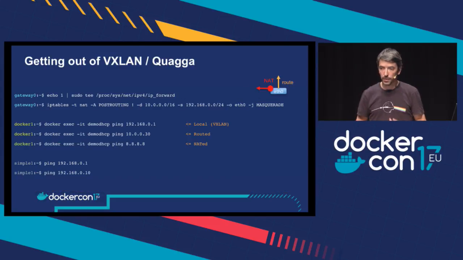So this is what we're going to do now. Basically, I'm going to enable routing on the gateway machine. I'm going to do the NAT configuration. So, okay, everything that's not sent to the VPC, NAT it when it's coming from VXLAN. And then we're going to see if from the demo DHCP container we created before, we can actually ping machines that are totally outside of the world of containers and VXLAN. So let's see if that works.